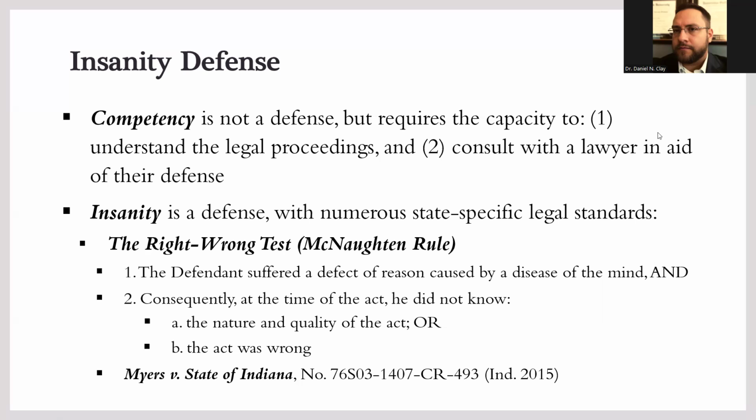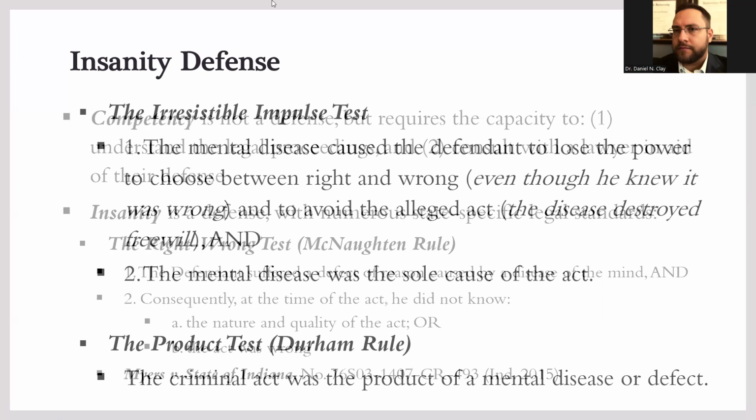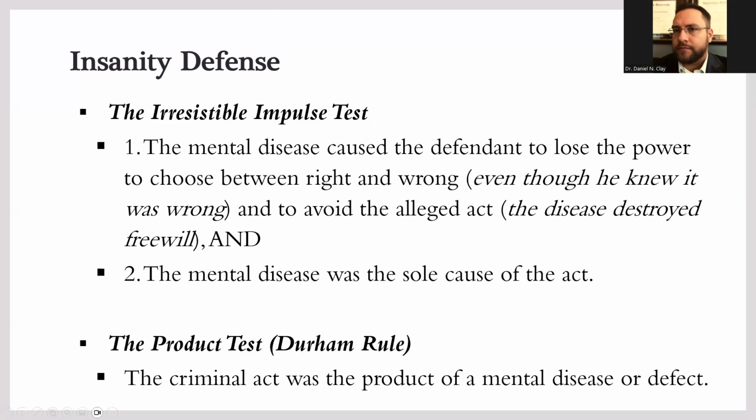Compare that to the irresistible impulse test. With the irresistible impulse test, basically, some states ask a twofold question. One, did the mental disease cause the defendant to lose the power to choose between right and wrong, even though they knew it was wrong, and to avoid the alleged act? The disease destroyed their free will, and, right, the mental disease was the sole cause of the act.